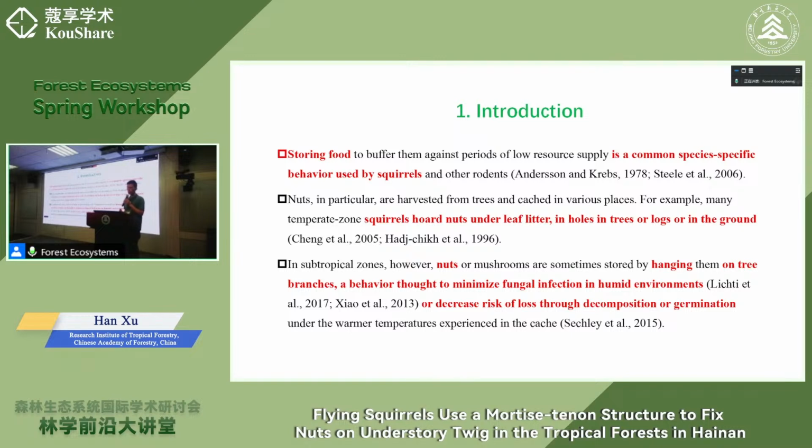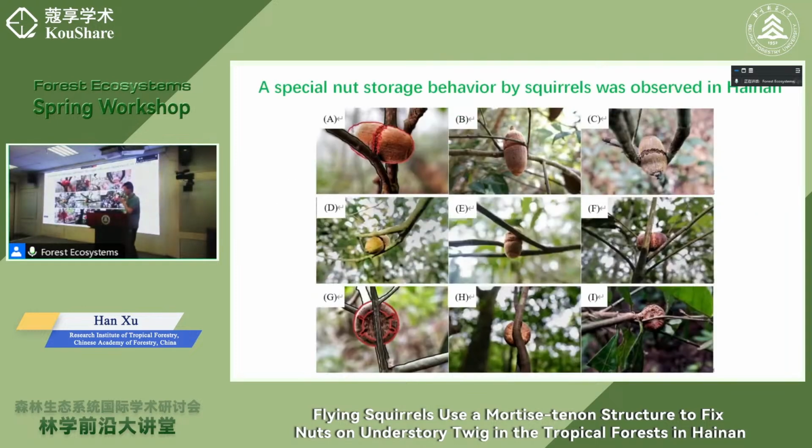But in subtropical or tropical zones, hanging nuts on tree branches is thought to minimize fungal infection in humid environments, especially in the tropical forest, or decrease the risk of loss through decomposition or germination. In Jianfeng, in the day after tomorrow, you can see these kinds of nuts hanging on the trees between the twigs. You can find these are two different Fagaceae species nuts. One is Cyclobalanopsis nuts, one is oval. There are two different kinds of nut types.